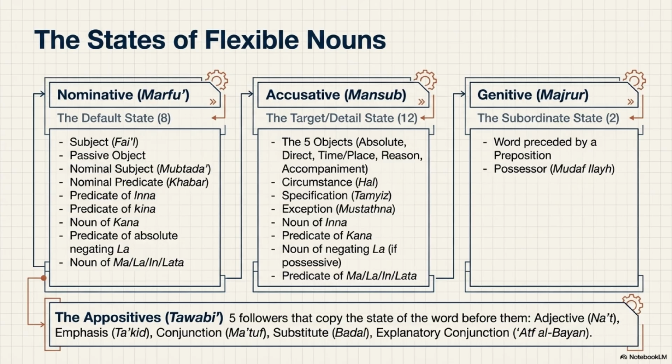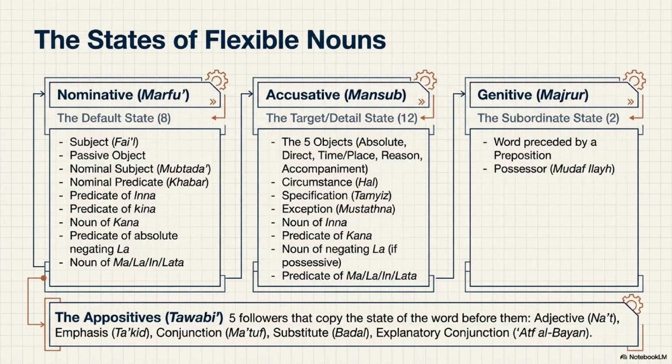Let's take the nominative state first, the marfu. I like to think of these broadly as the doers, or the primary subjects of a sentence. If a noun is taking the lead role, it takes this state. Yes, but the author provides an exhaustive, highly specific list of exactly what gets this nominative status. It's not just the active subject. It goes to the subject of an active verb, certainly, but it also goes to the passive subject. Meaning what, exactly?